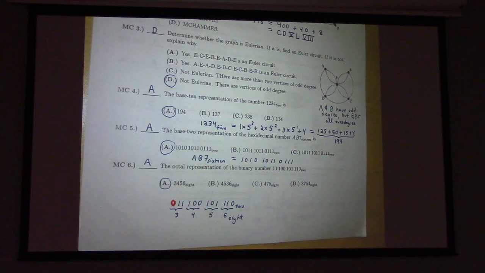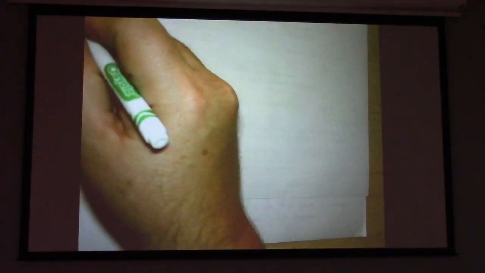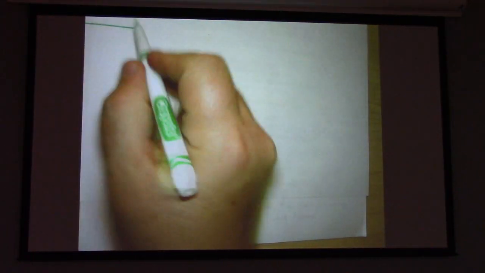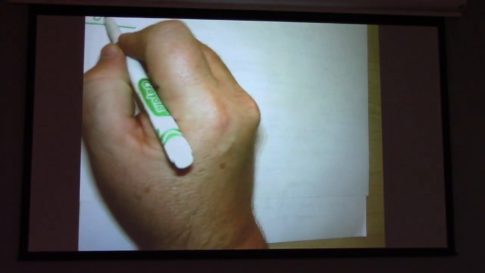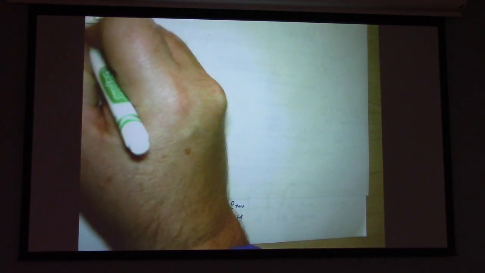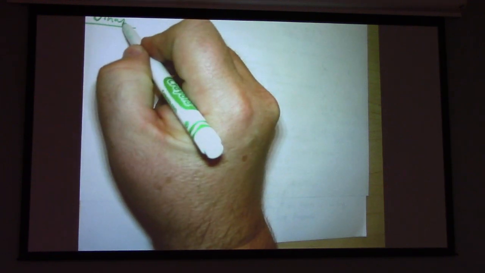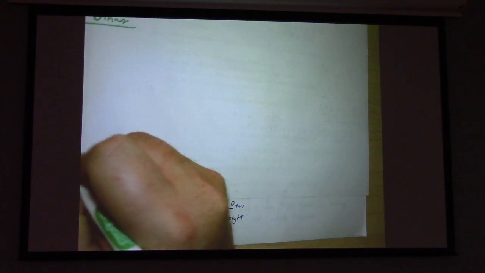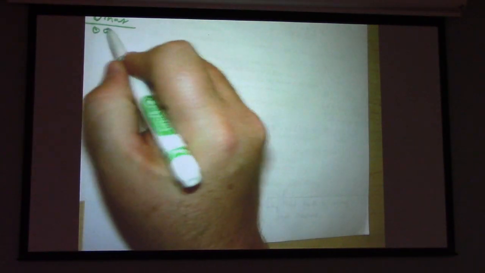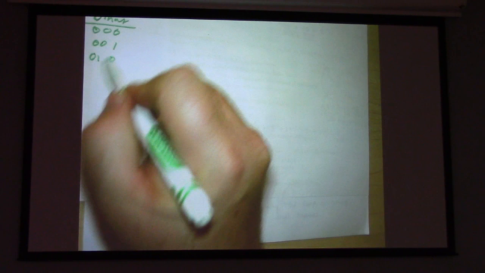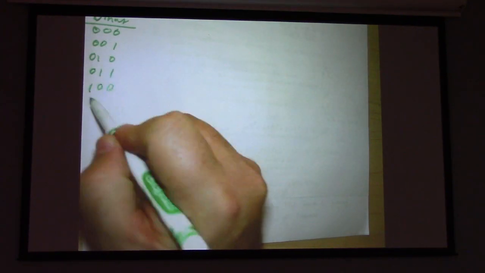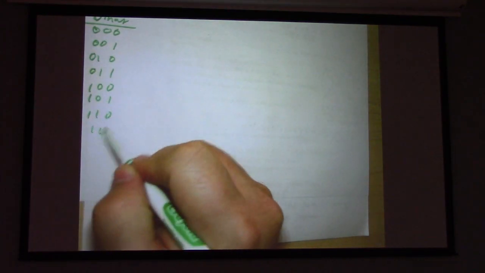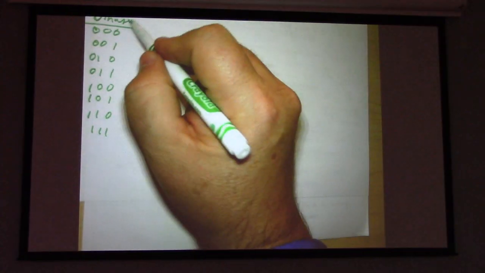Yeah, one of the things we should have on our formula sheet, let me just write it down real quick. Page 1, something we should definitely have on our formula sheet is octal to binary. How's that go? 0, 1, 2, 3, 4, 5, 6, 7. The binary is 000, 001, 010, 011, 100, 101, 110, 111. That's your octal to binary conversion.